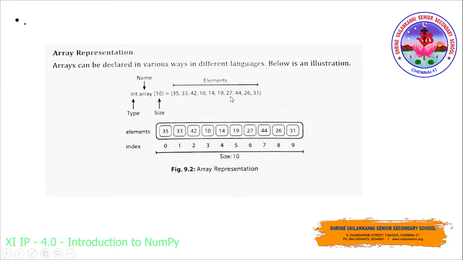Clear? So here they have assigned the elements to this particular array variable. 35, 33, 42, all these are elements. And the elements which you have assigned to the array variable will be stored in the memory location like this. 35 takes the index position 0, always your index position starts with 0. 33 takes 1, so it will go in a sequence of non-negative integers. When we are accessing the elements, we will be accessing them based on the index position. If I give int array of 5, 19 will be accessed. So this is how we will be accessing the elements, much similar to the list concept.